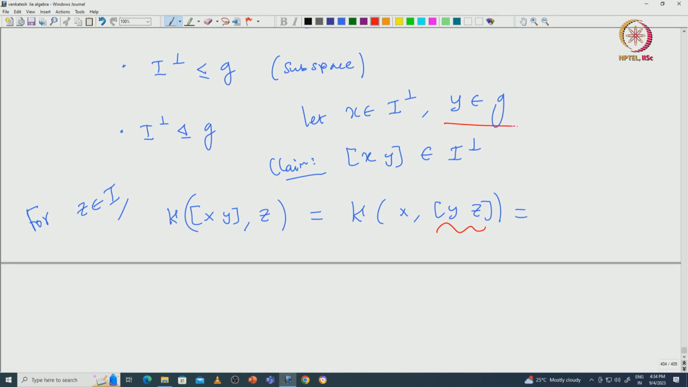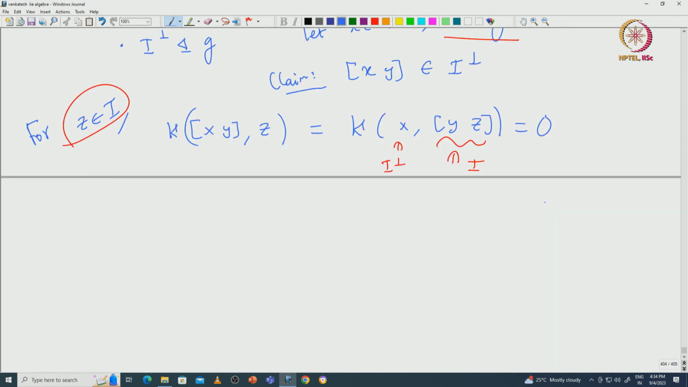Since y is coming from G and z is coming from I, the bracket y z is coming from capital I. Since x is coming from I perp, the term kappa of x comma bracket y z must be 0. That implies kappa of bracket x y comma z is 0 for all z in I. So, that implies that the bracket x y is in I perp. So, this proves I perp is indeed an ideal inside G.